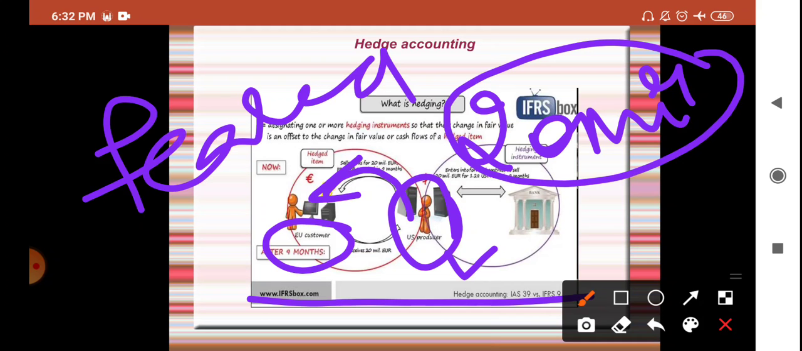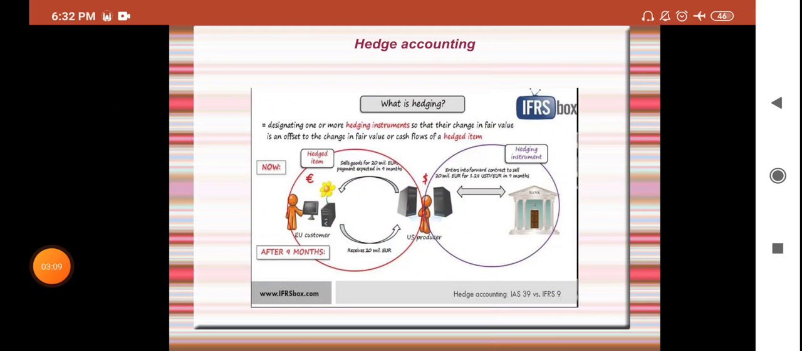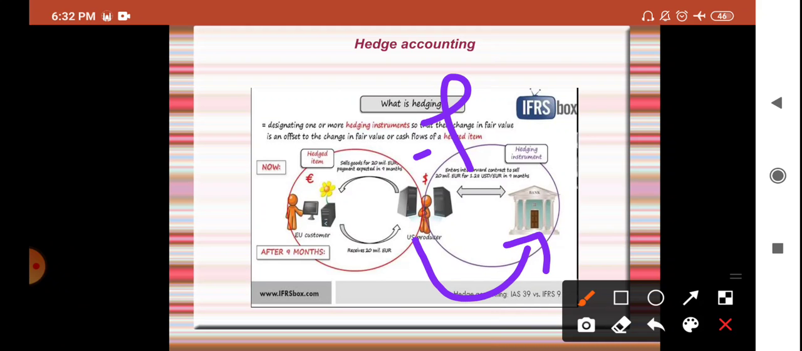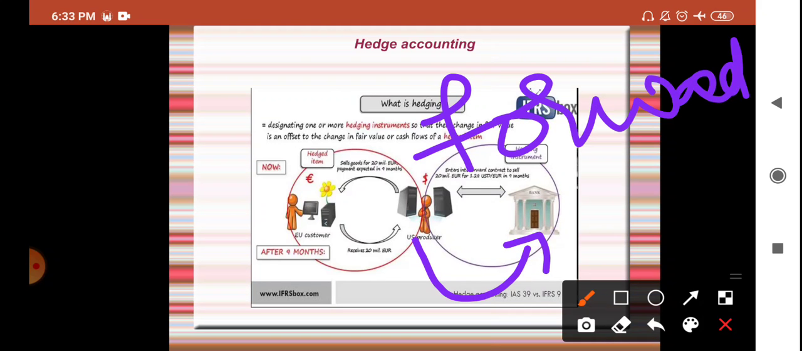So what will he do to save himself from the foreign exchange risk? He will enter into a contract with the bank. This contract is a forward contract. What is a forward contract? It is a kind of contract where you aim to purchase and sell some goods at a specific date, at a specific price. So the US producer will make a forward contract with the bank.